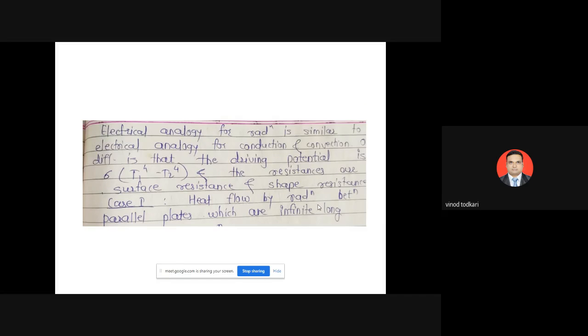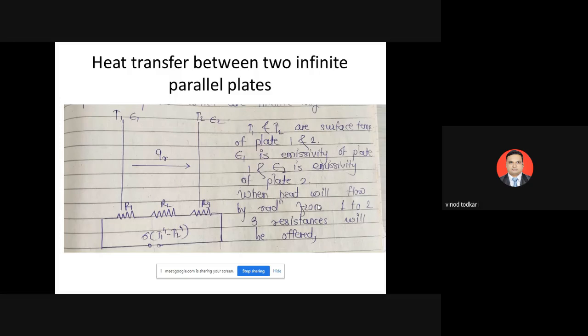Now see, in electrical analogy of radiation, it is similar to electrical analogy of conduction and convection. In electrical analogy of radiation, the driving potential is sigma into bracket T1^4 minus T2^4. And there are only two resistances, which are surface resistance and shape resistance. So we'll consider first, heat transfer between two infinite parallel plates. Now see, two plates are there. This is plate 1 and this is plate 2.